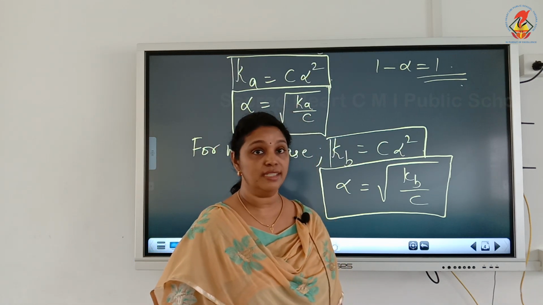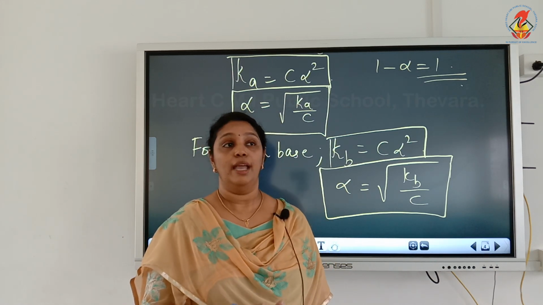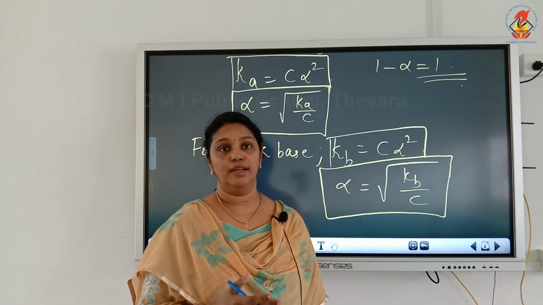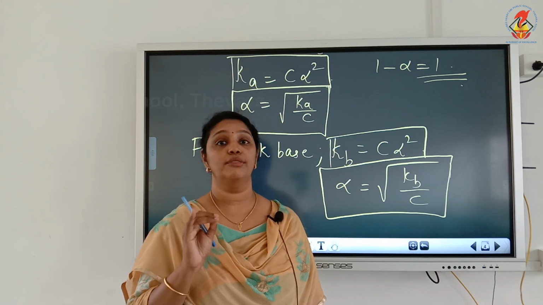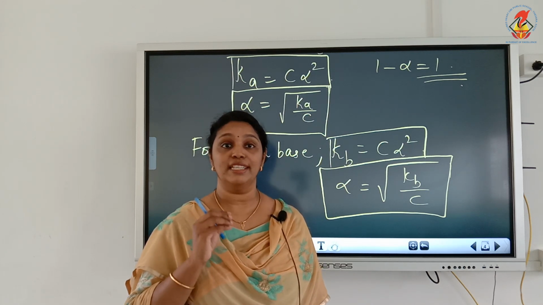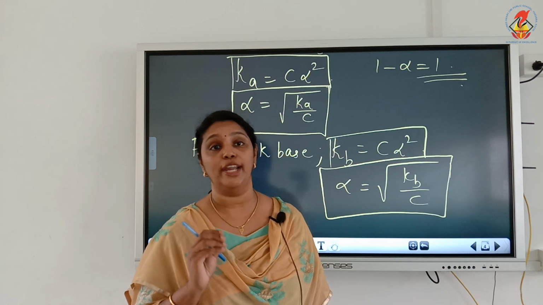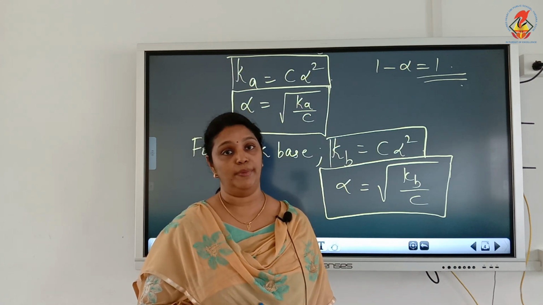So with this we complete strong and weak electrolytes. About weak electrolytes, we discussed the dissociation constant for a weak acid and a weak base, and we also got an expression to find the degree of ionization or degree of dissociation of a weak acid and a weak base.